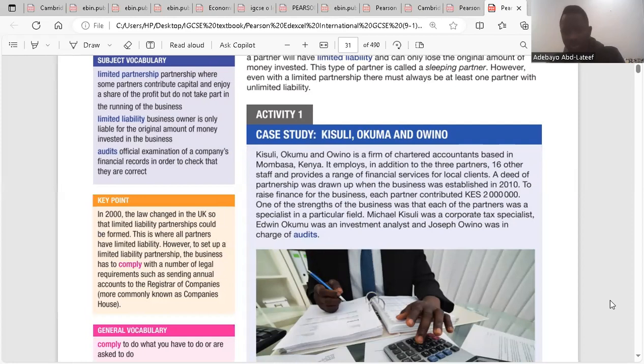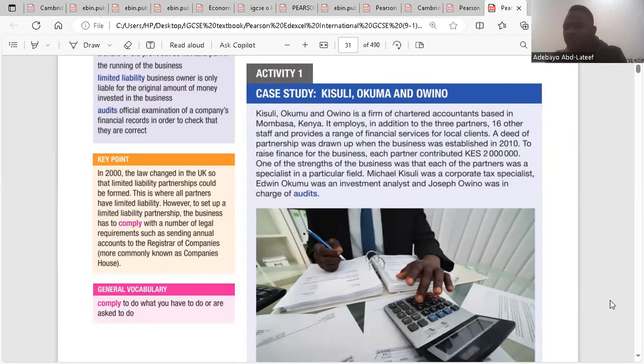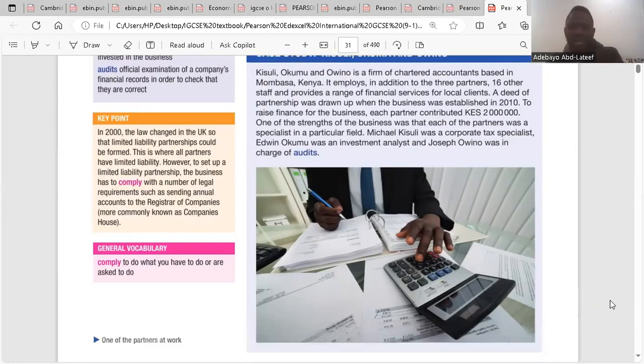Kisulu, Okumu, and Owino is a firm of chartered accountants based in Mombasa, Kenya. It employs, in addition to the 3 partners, 16 other staff, and provides a range of financial services for local clients. A deed of partnership was drawn up when the business was established in 2010 to raise finance for the business. Each partner contributes 2 million. One of the strengths of the business was that each partner was a specialist. So that's all about the case study.